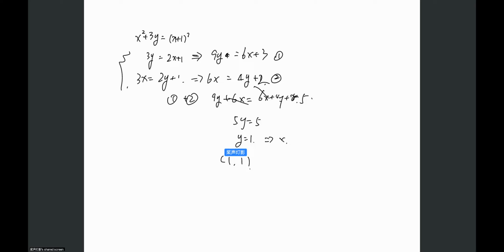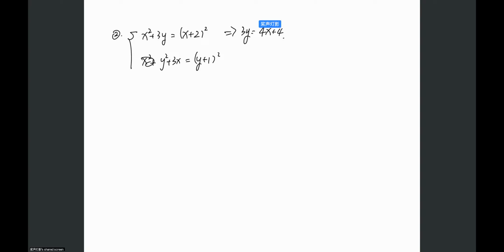Okay, and then let's move on to the second case, which is x squared plus 3y equals x plus 2 squared, and y squared plus 3x equals y plus 1 squared. This is the only case here. So 3y equals 4x plus 4, because by the means of the difference of squares, 2 times 2x plus 2. And 3x equals 2y plus 1.